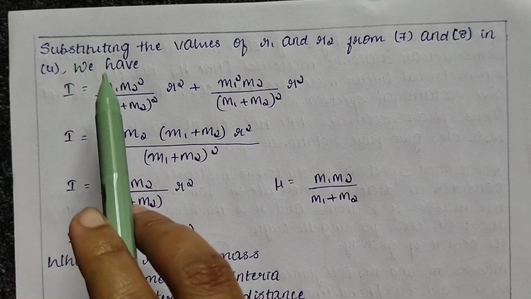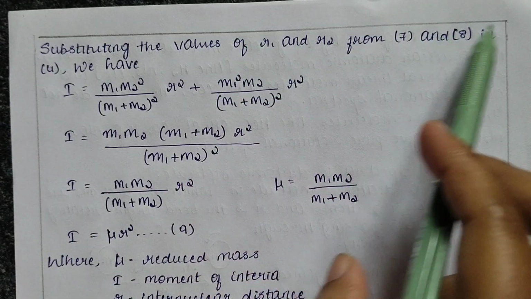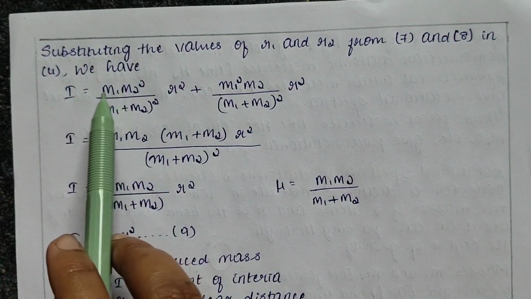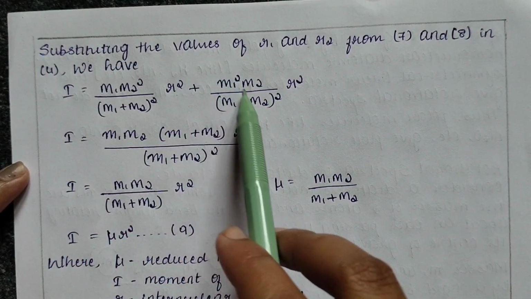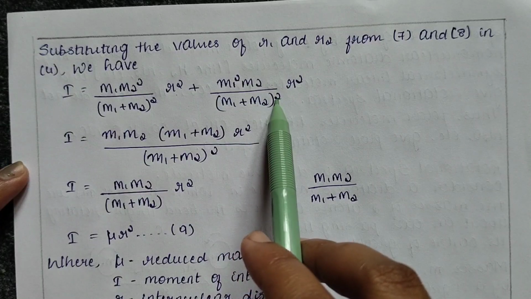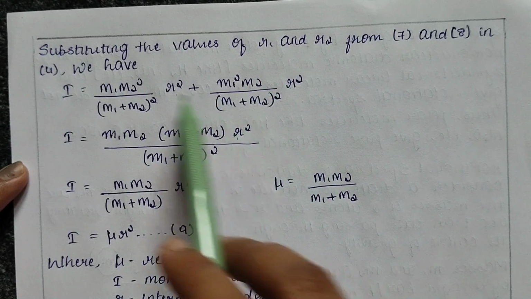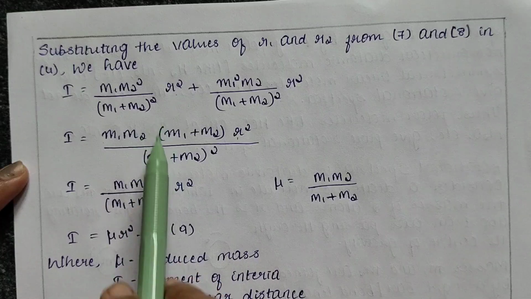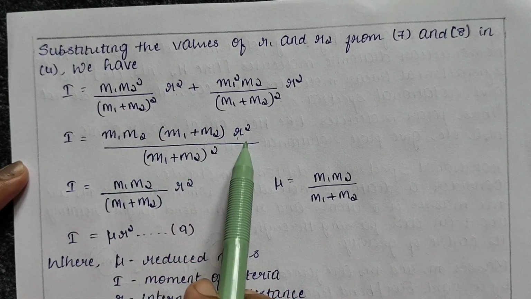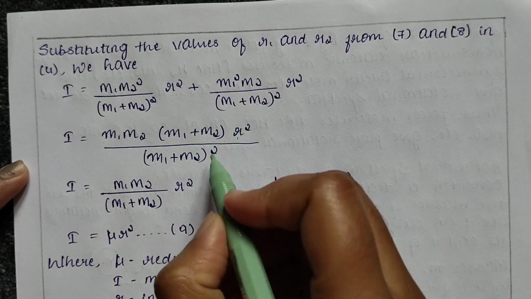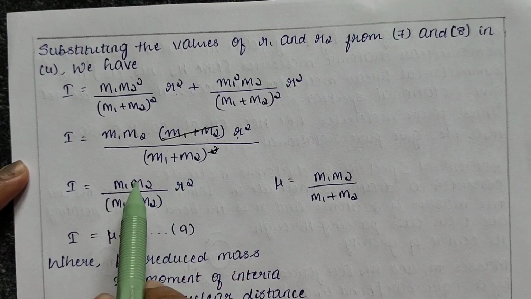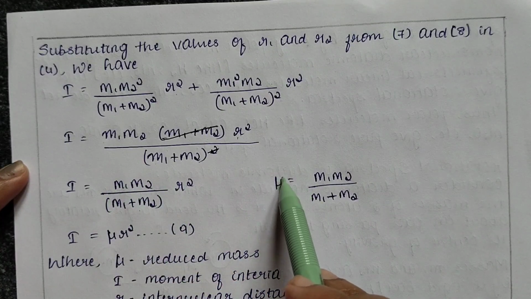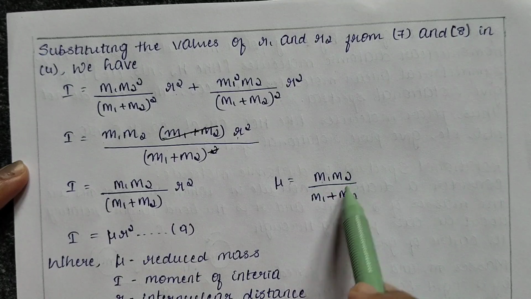And substituting the values of r1 and r2 from 7 and 8 in equation number 4, we have I is equal to m1 m2 square whole divided by (m1 plus m2) whole square into r square plus m1 square m2 whole divided by (m1 plus m2) whole square into r square, which on simplification and taking LCM, we get I is equal to m1 m2 (m1 plus m2) into r square whole divided by (m1 plus m2) whole square. In the next step, the square and this part get cancelled, and we remain with m1 m2 whole divided by (m1 plus m2) into r square. So this is nothing but the reduced mass, which is expressed in terms of mu, given by m1 m2 whole divided by m1 plus m2.